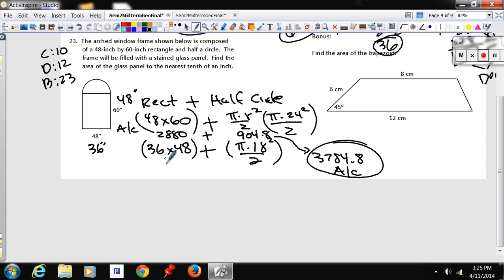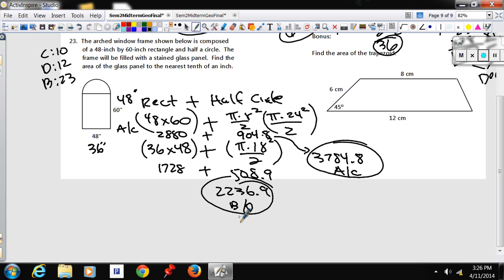B and D was 36 times 48, was 1728, plus 18 squared times pi, and then divided by 2, 508.9. We're going to add that to 1728. You get 2236.9. That's for your B and your D version. That was 23. That was the last one on the test. I did give you a bonus. The bonus was the same, and it was the bonus at the end of all the tests.